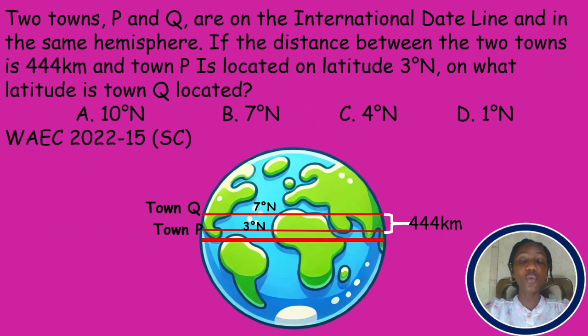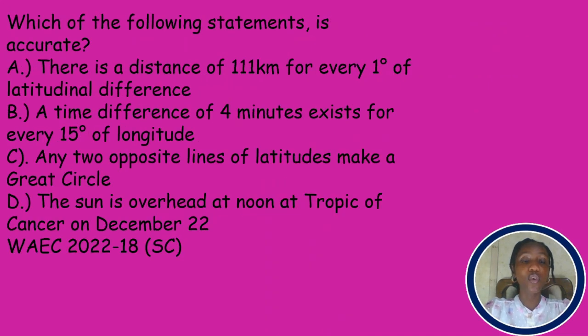And so town Q is located on latitude 7 degrees north, which is option B. While option C would have been the answer a student who was maybe rushing or not thorough with their calculations would have picked with confidence and failed this simple question. Which of the following statements is accurate?